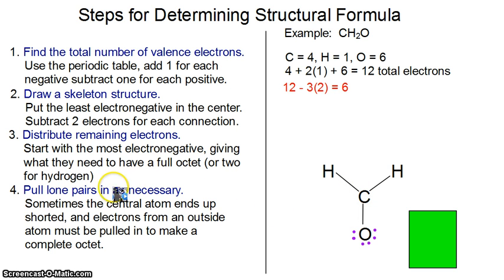Now what you do is pull in lone pairs as necessary. Since carbon is not happy, I need to borrow some more electrons from the oxygen to give carbon its octet. So I take the electrons and bring them in with the carbon, and there we have it. Now the carbon has 2, 4, 6, 8.